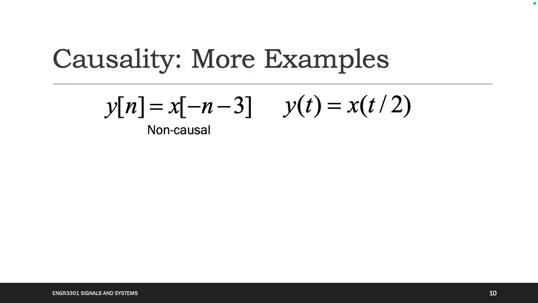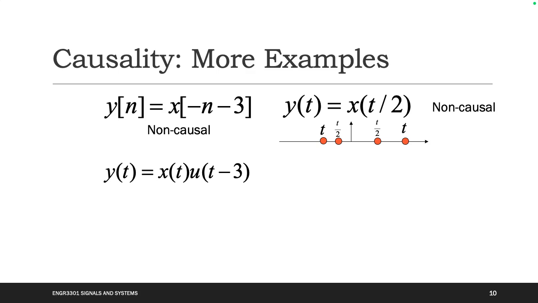Are you sure? Yeah, actually, you just think about that. It is non-causal. You can see here, if your t is greater than 0, then t/2 will definitely be the past, am I right? But if your t is smaller than 0, then t/2 will be the future time. That makes sense to you? So it will be non-causal. How about this one?